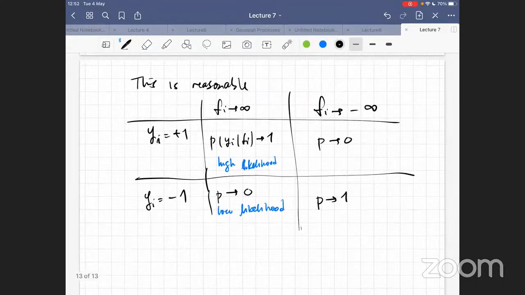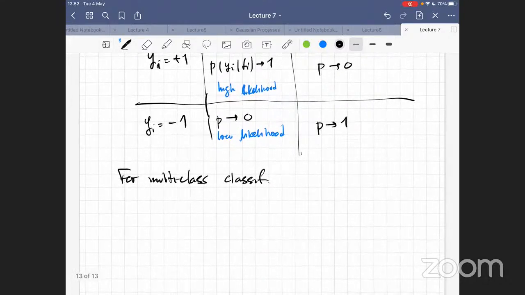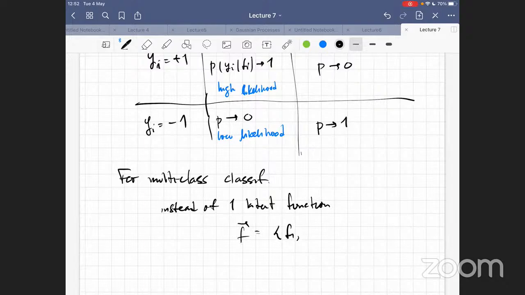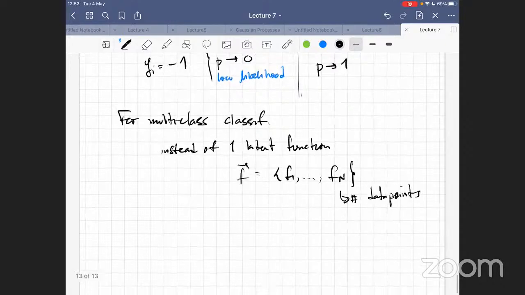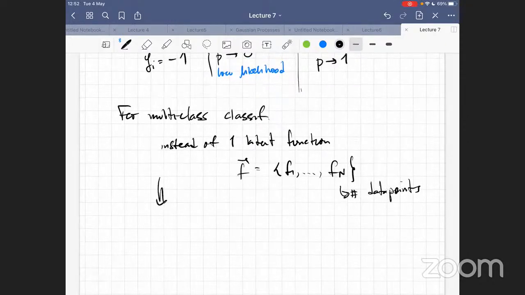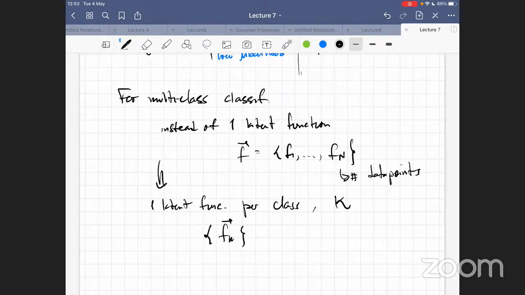So this is a reasonable choice. For multi-class classification, this is all binary. For multi-class classification, instead of having one latent function, so I have the latent function which is just this vector f1, etc., fn, where n is the number of data points, instead of this, I have one latent function per class, and there are k classes.